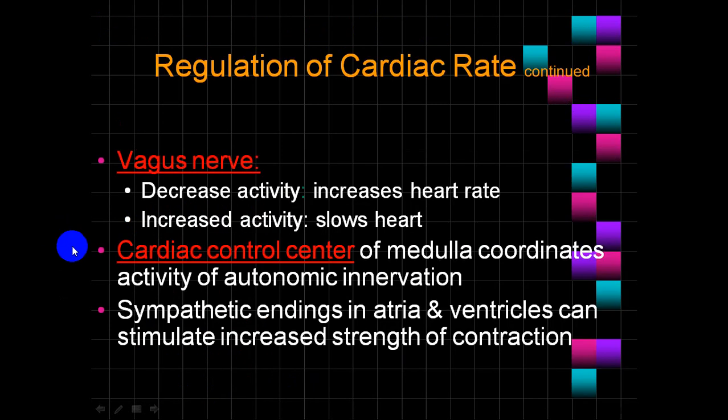I think it's clear. Regulation of cardiac rate is by the vagus nerve, which is the parasympathetic. Increased vagal activity slows the heart rate, while decreased vagal activity increases it. Cardiac control centers in the medulla of the brain coordinate the activity of autonomic innervation. Sympathetic endings in the atria and ventricles can stimulate increased strength of contraction.